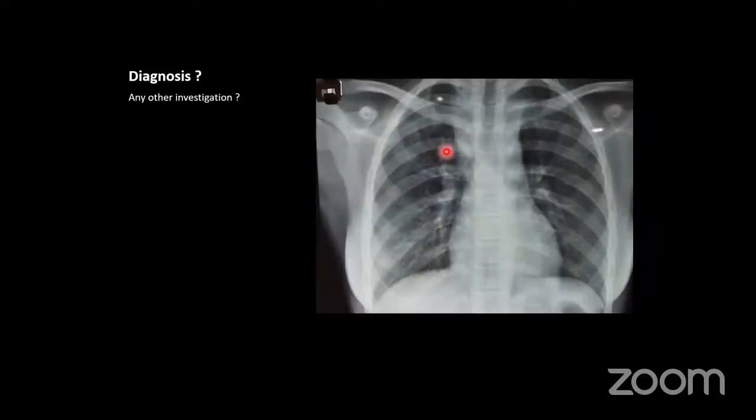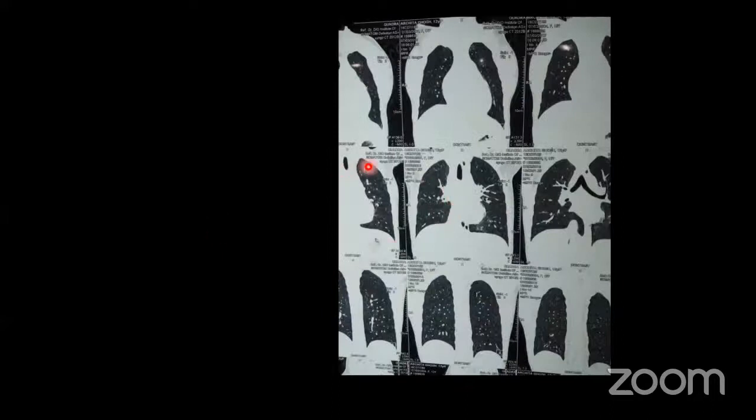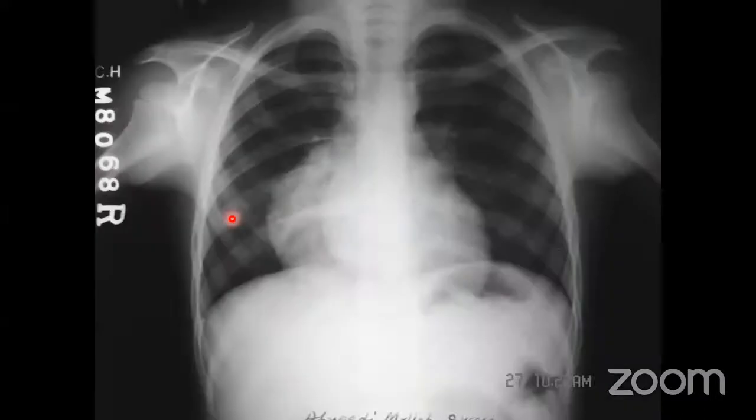Here, some patchy opacities over there, in an adolescent girl. We were thinking what it could be, and the child was losing weight. So we did an MRI, and the MRI saw multiple miliary shadows over there. So MRI can definitely pick up miliary mottling.